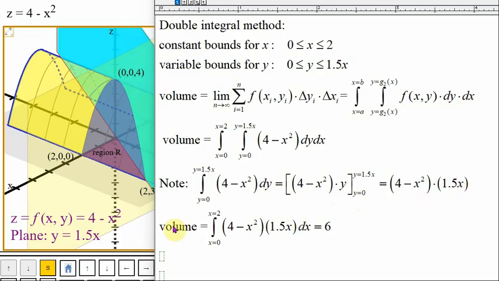And therefore the volume will be the integral from 0 to 2 with this expression. And then if we evaluate this expression right here, we'll get 6. And so the exact volume for this solid is 6.